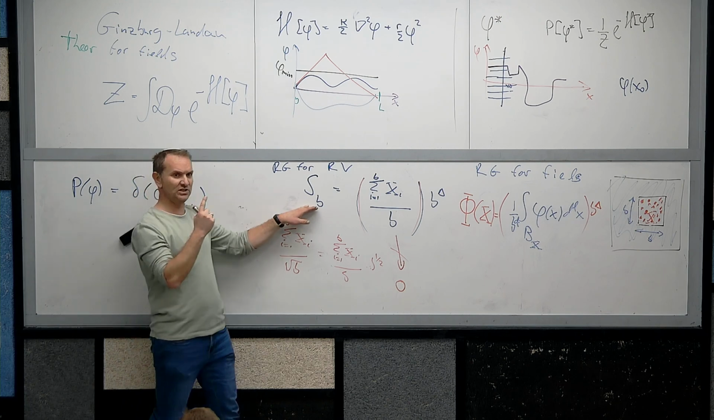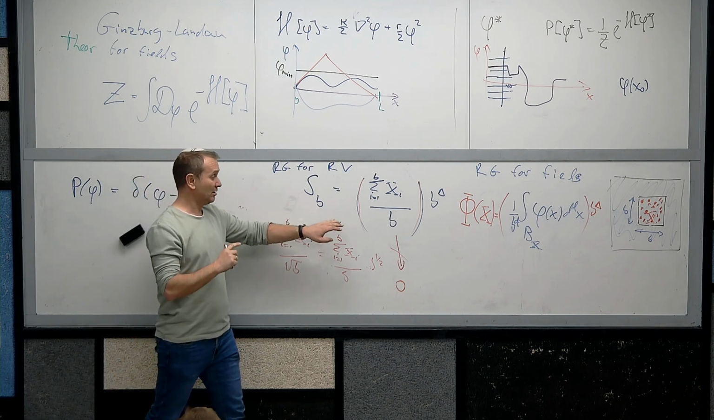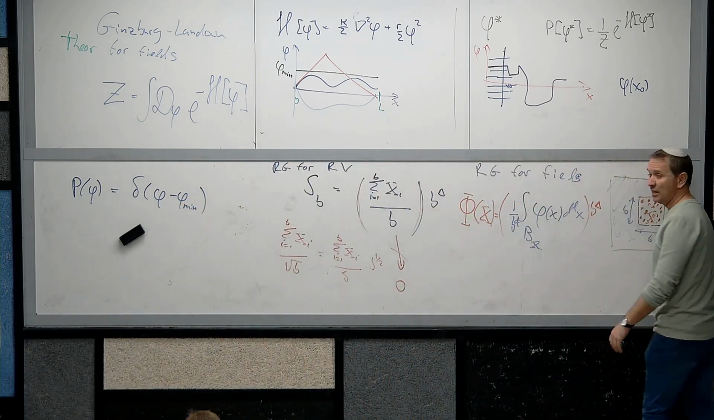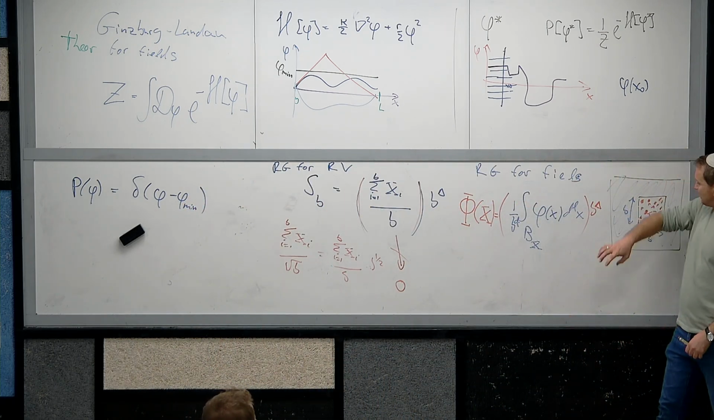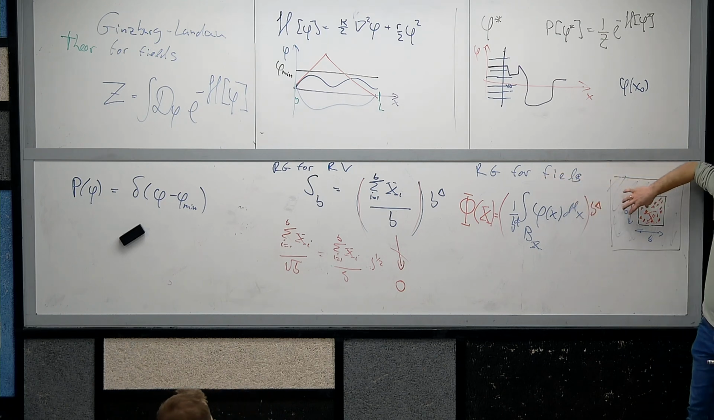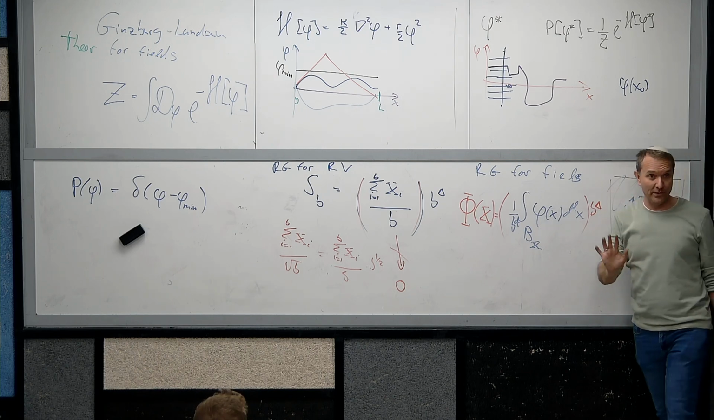This is a single step in RG for random variables. Okay, this simple step. For fields, a single step is, for different x's, performing an average of the field inside this box multiplied by some b to the power delta. What is delta? Still, I don't know.